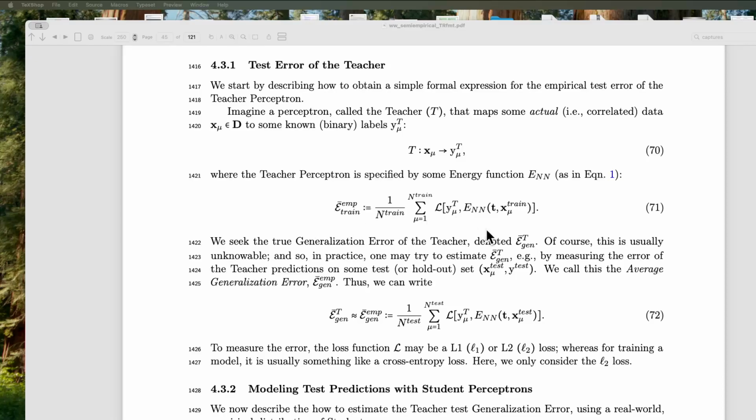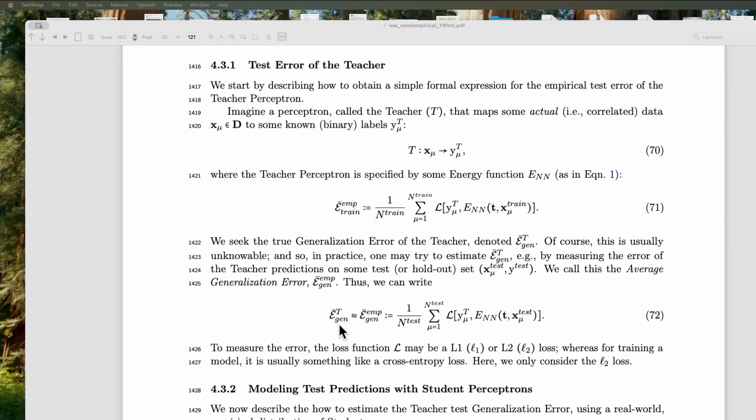Operationally, you would just measure the loss. But we seek the true generalization error of the teacher, and we call the true generalization error E gen. So it's not the training error, it's the generalization error. Of course, this is usually unknowable. We don't know the true error, right? There's no way to do this. And so in practice, we try to estimate it by measuring the error of the teacher predictions on some test or holdout set. So we call it X superscript test. This is the test set, test label, and we call this the average generalization error.